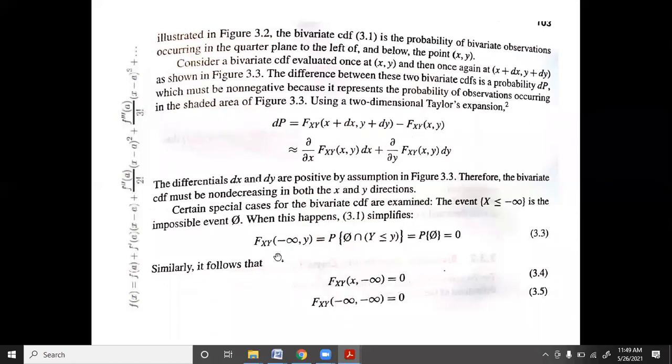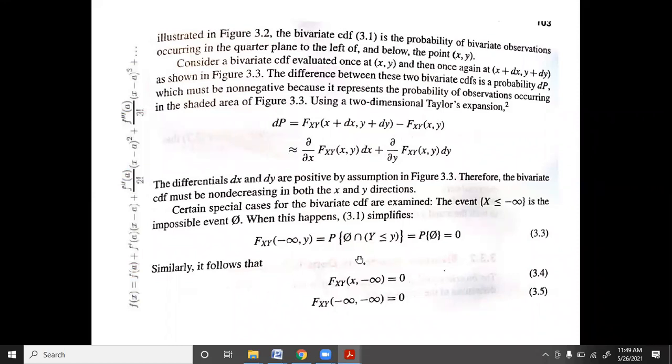So if you take that, extend it, F of x, y at minus infinity comma y, x is less than minus infinity. Here, this is nothing but x less than minus infinity, and x less than minus infinity will definitely give you the value of phi here. So phi intersection with something will definitely give you phi. Null intersection with another value will be null only, and therefore the probability of that will be null, and that will give us the value 0. Okay, probability of a null will be equal to 0.